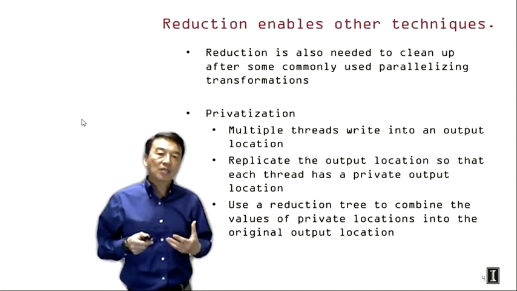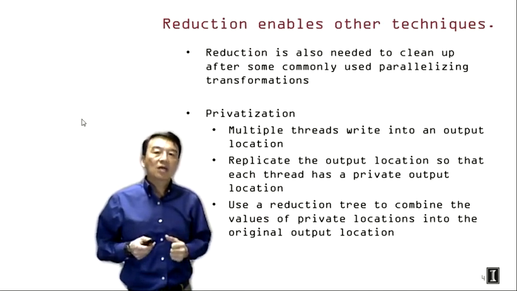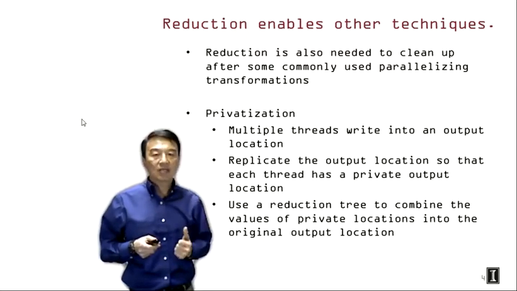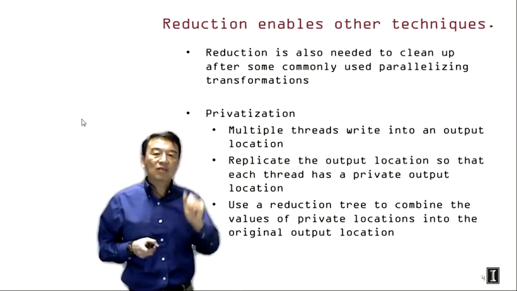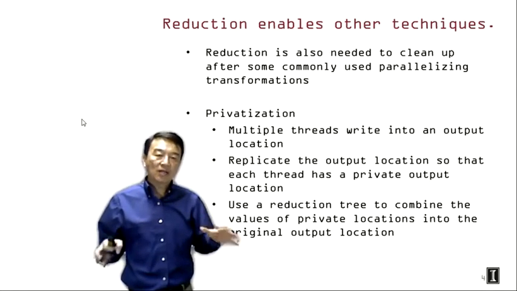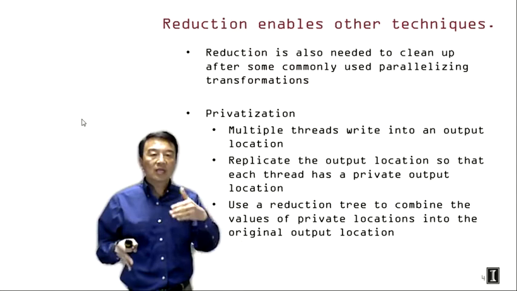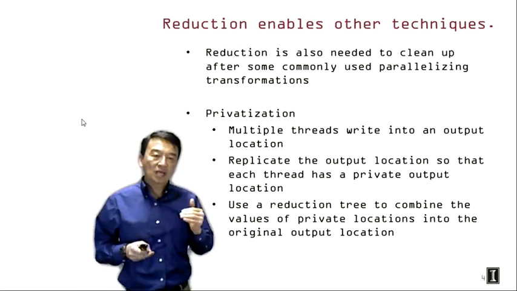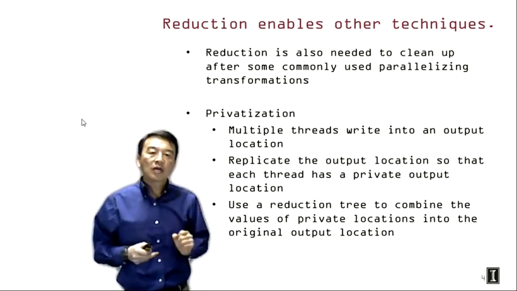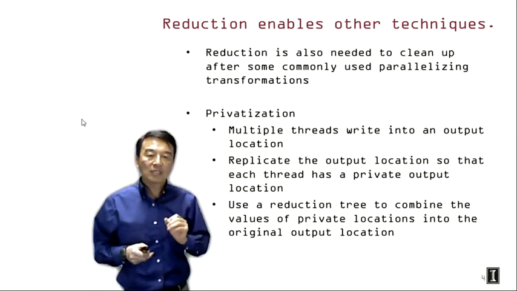Reduction is also used in some other circumstances. And in this particular case, we often will see reduction used to enable other parallel programming techniques. For example, we can have a situation where we have multiple threads that are processing the data, and they need to write into a common output location. And this kind of common output location is going to create a serialization of the write process into this location.